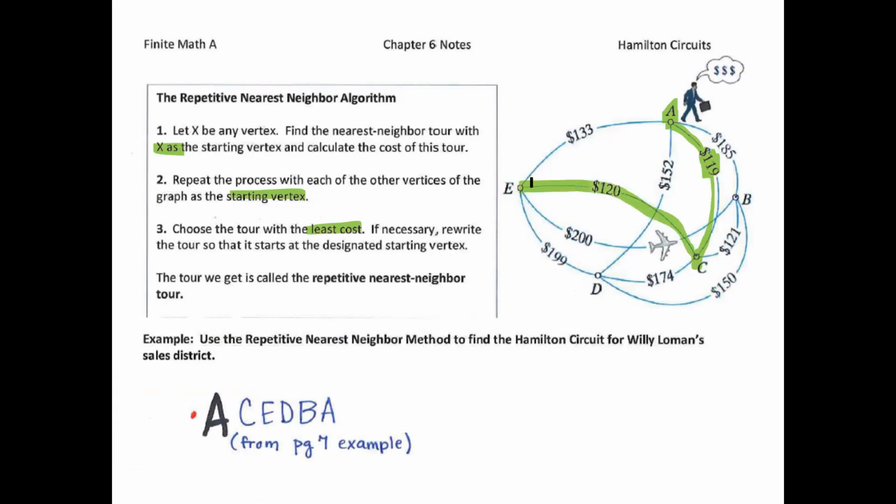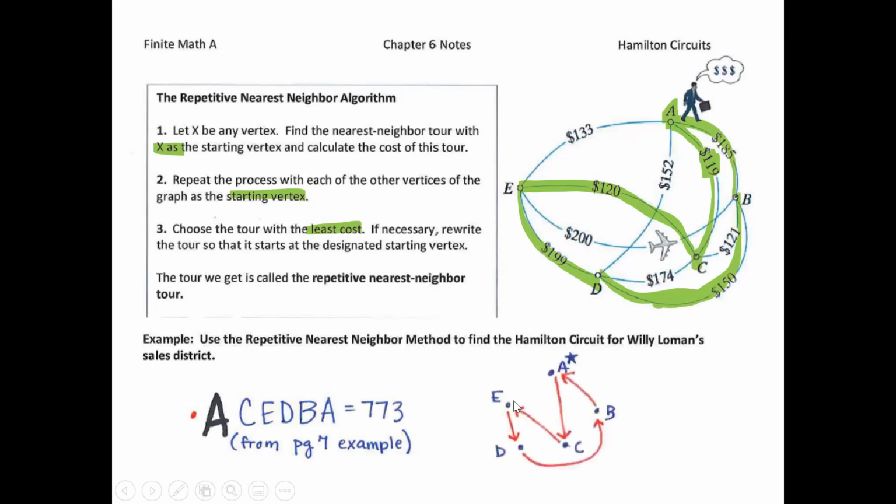From E, I could either go to D or go to B. I will go to D, because that's the least expensive route. Then from D, I must go to B, because that's the only one left. And then from B, you go all the way back home to A. When I add everything together here, it is 773.